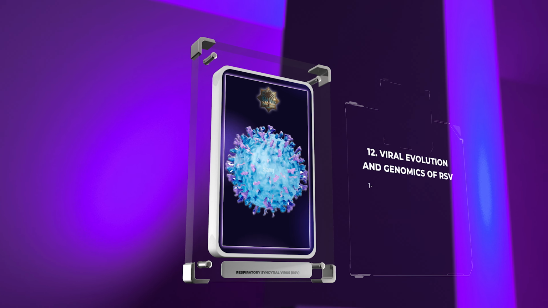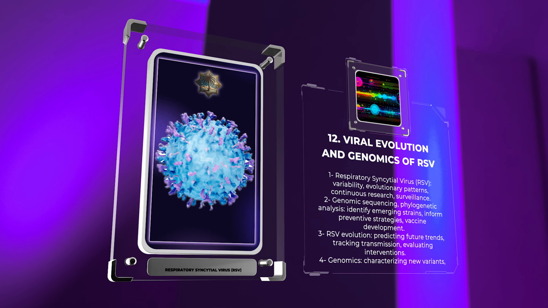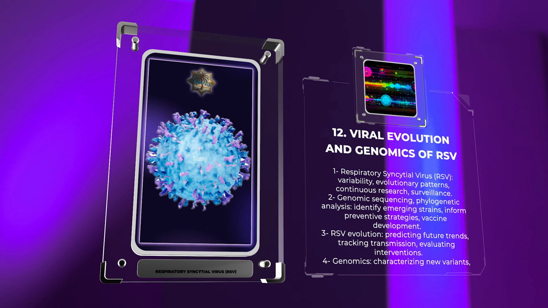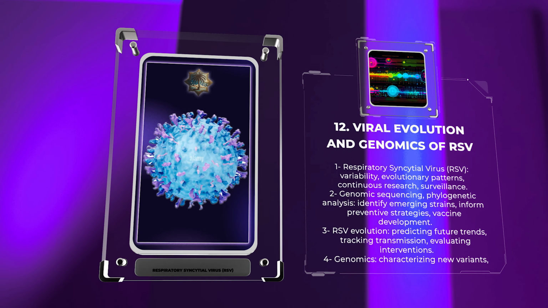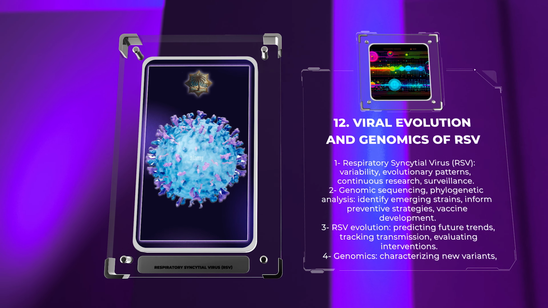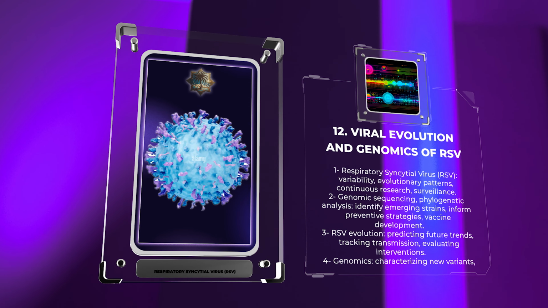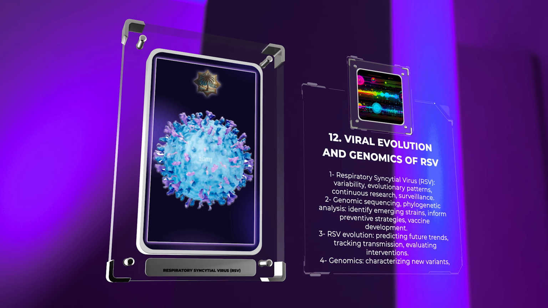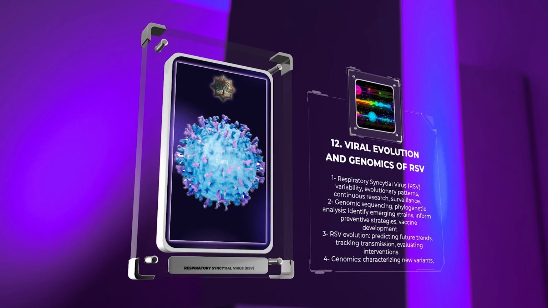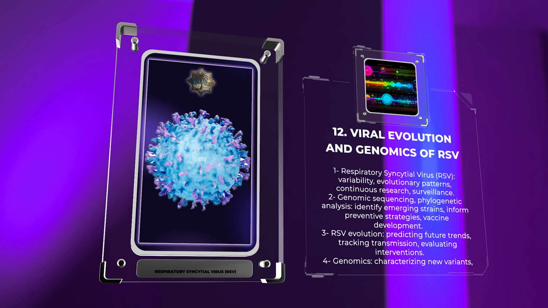This section on respiratory syncytial virus, RSV, discusses the variability and evolutionary patterns of RSV, which requires continuous research and surveillance. Genomic sequencing and phylogenetic analysis help identify emerging strains and inform preventive strategies and vaccine development. Understanding RSV evolution is crucial for predicting future trends, tracking transmission, and evaluating interventions. Genomics also aids in characterizing new variants and improving patient outcomes.